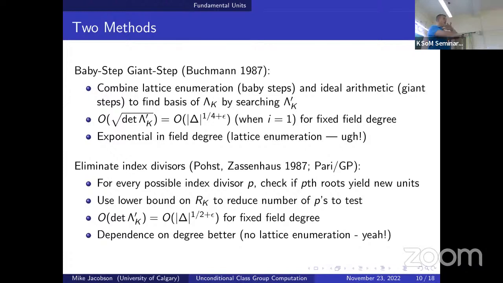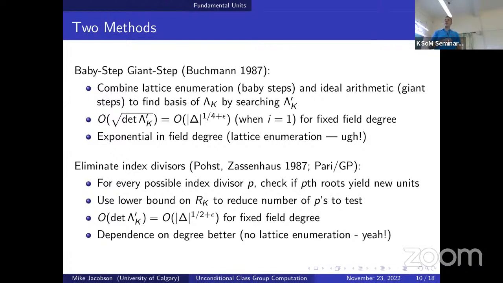To just sort of find all the vectors of the volume search, you do a combination of enumerating just a small part of it and using ideal arithmetic to kind of jump around in the rest of the region in a clever way. Buchmann showed that you can reduce the complexity, cover the whole region in time square root of the volume. And that's where you get the delta to the 1/4.